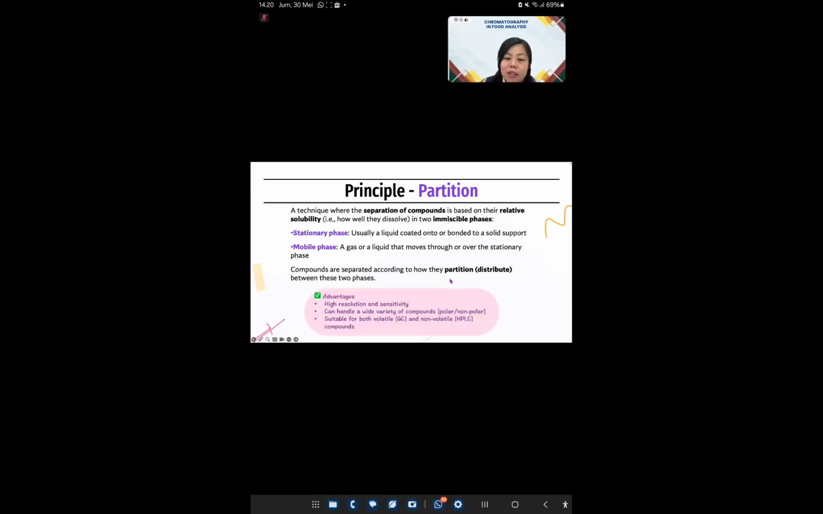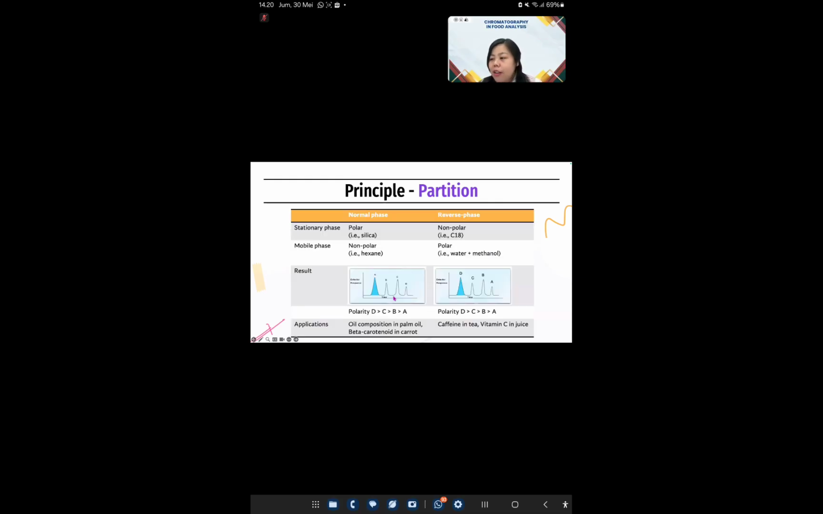So the advantage of having this is that it's very sensitive. You can handle a lot of compounds. You can handle both polar and non-polar compounds. This is usually used in gas chromatography and HPLC for both volatile and non-volatile compounds. When you want to decide on the method, you have to think first whether you want to use normal phase or reverse phase.